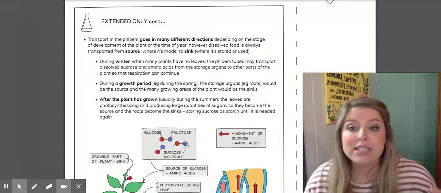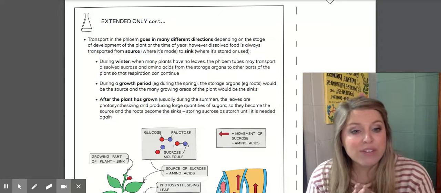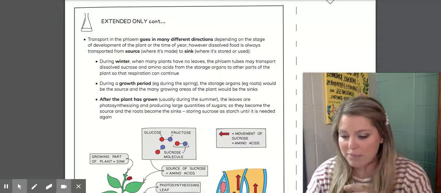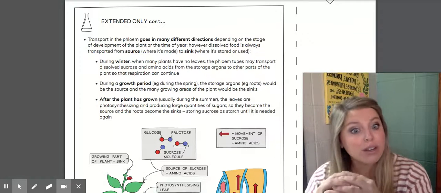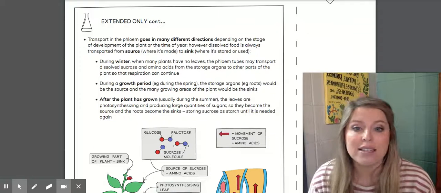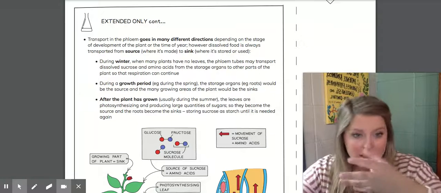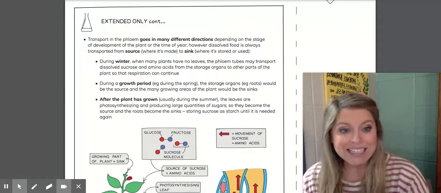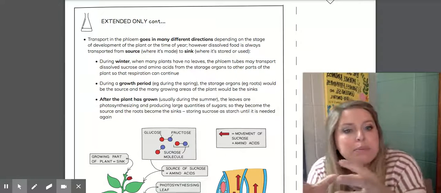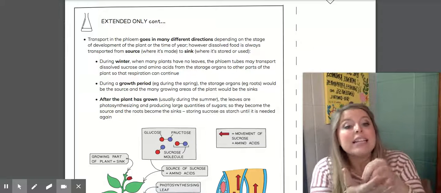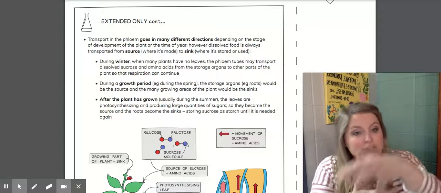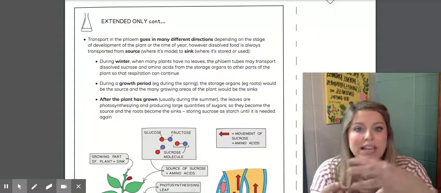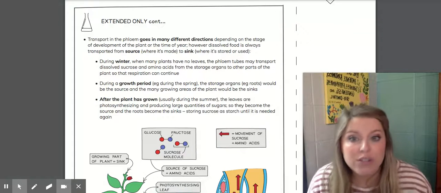Now, a source is where food is made. Think of it like the source of the food. So it's where something is made: the food, the sugar, the sucrose, or the amino acid made or turned into a protein. The sink is where it's needed. It's pulling it to that place because it needs the energy from those molecules. So it sinks something or takes it away. It's where it's stored or used.